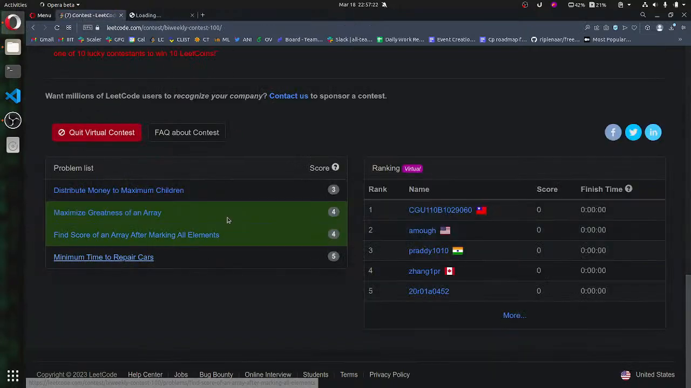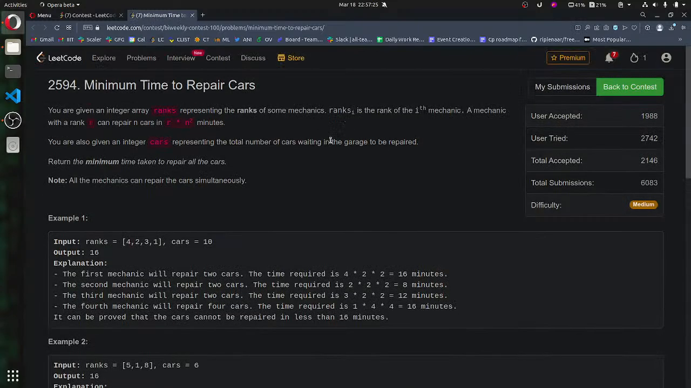It got accepted. Questions are easy apart from the first one. You are given an integer array representing the ranks of some mechanics. ranks[i] is the rank of the ith mechanic. A mechanic with a rank r can repair n cars in r into n square minutes. You are also given an integer cars representing the total number of cars waiting in the garage to be repaired. Return the minimum time taken to repair all the cars. All the mechanics can repair the cars simultaneously. So there are a total of 10 cars.